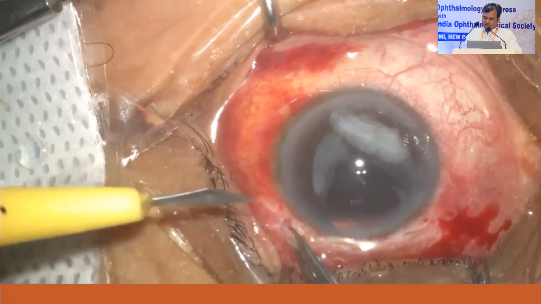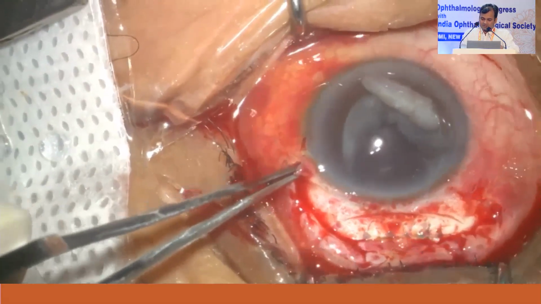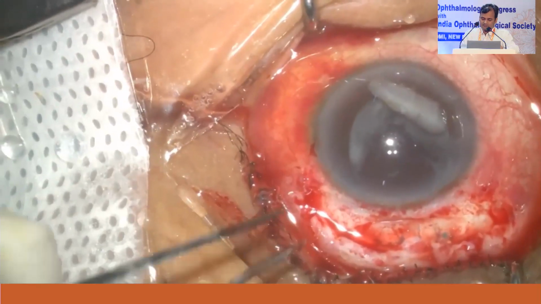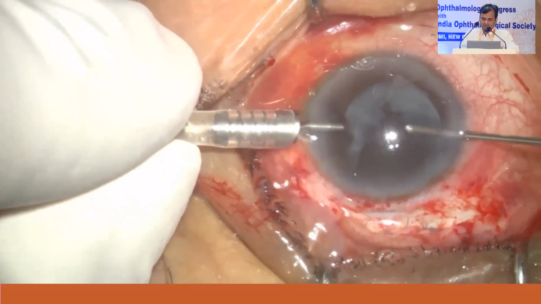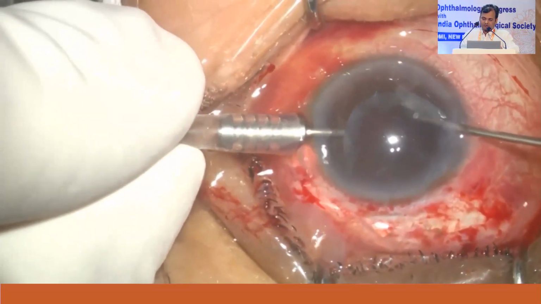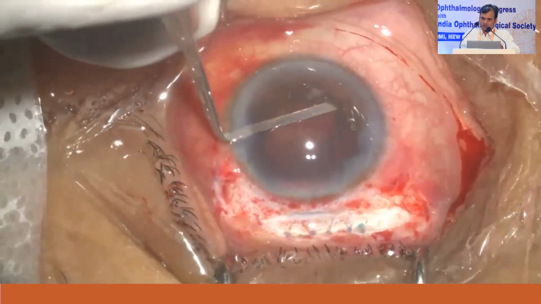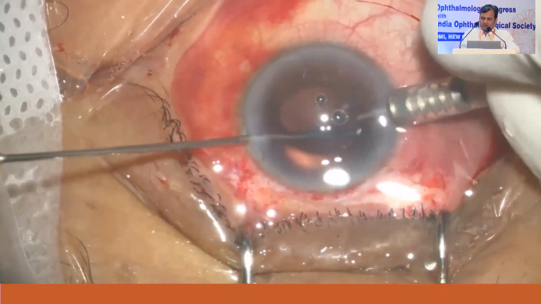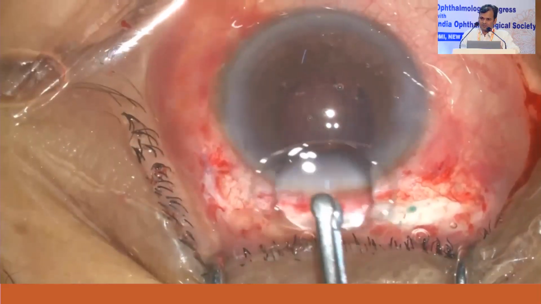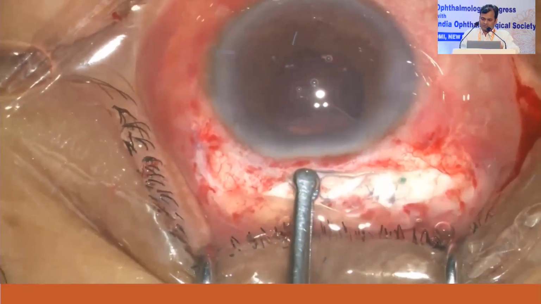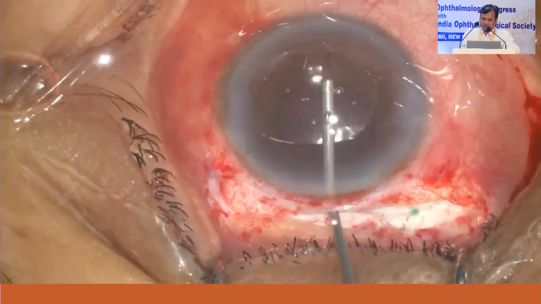This is another case of aphakia with cortical matter in the periphery and anterior chamber. Use your irrigation. Your irrigation port should be pointing parallel to the iris. It should not be towards the vitreous and not towards the cornea. If it's towards the vitreous, more vitreous will come out and you will not be able to do a good vitrectomy. So it should be parallel to the iris.